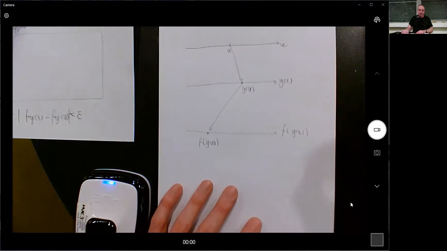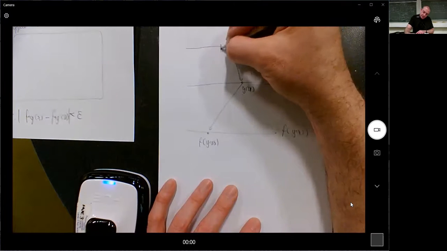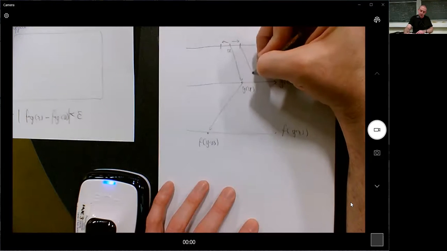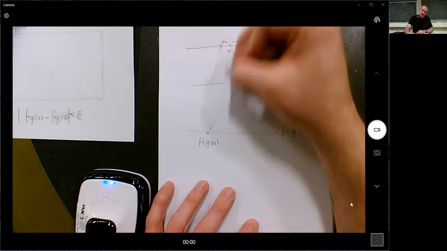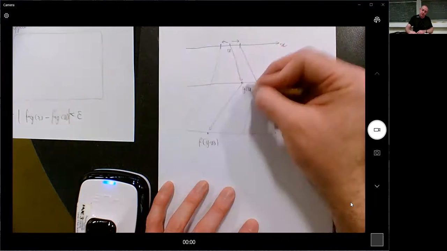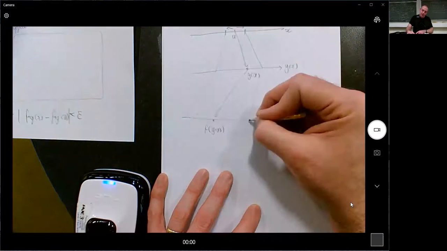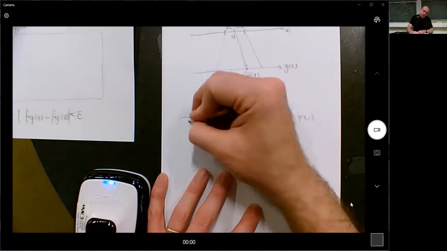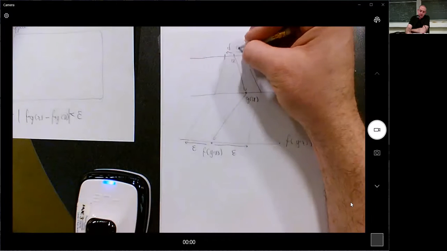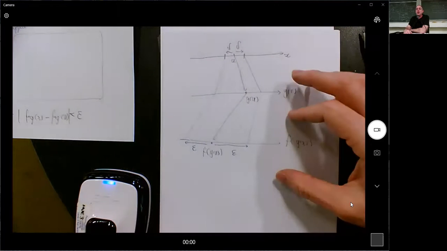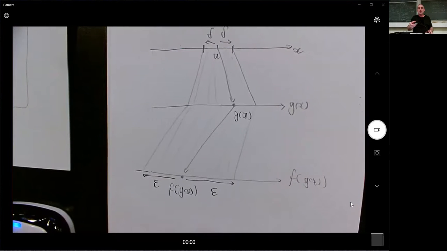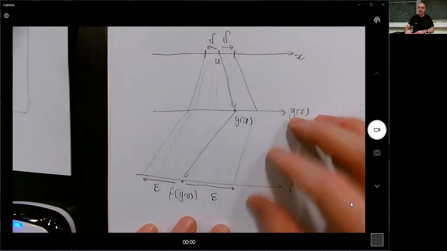And so I would like to pick a delta here, like that, so that no matter what all of these points come to, and no matter what all these points come to, all of the answers here fit within epsilon, like that. That's what's going on. And this is not the only way, but this is the easiest way for me to understand how a composite function works.